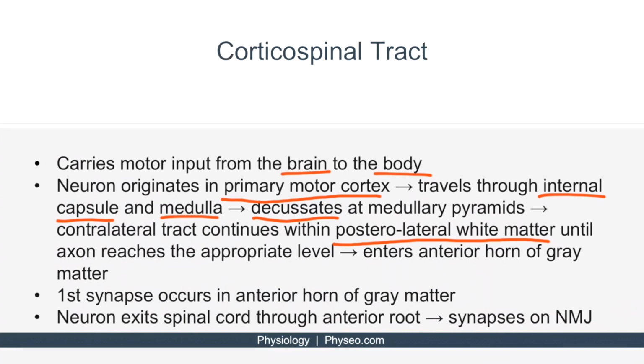And then at that point, it enters the anterior horn of the gray matter within the spinal cord. And this is where the first synapse occurs. It actually occurs here in the anterior horn, and then the second neuron exits the spinal cord through the anterior root. Unlike the ascending tracts, such as the dorsal column and the spinothalamic tract, which came in through the dorsal root, the corticospinal tract exits through the anterior root. And then the second neuron then synapses at the neuromuscular junction.